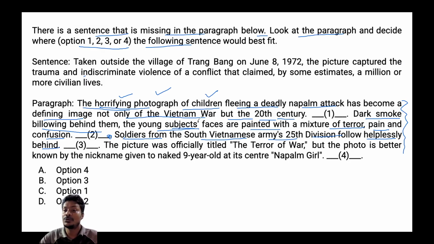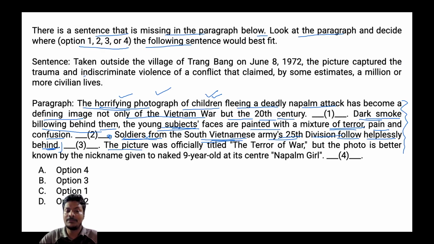So what is the photograph showing? Dark smoke billowing behind them, behind the children. The young subjects' faces, so these children's faces, are painted with a mixture of terror, pain, and confusion. Soldiers from the South Vietnamese Army's 25th Division follow helplessly behind. Besides the children, soldiers are also mentioned here. So up to here we have seen the description.